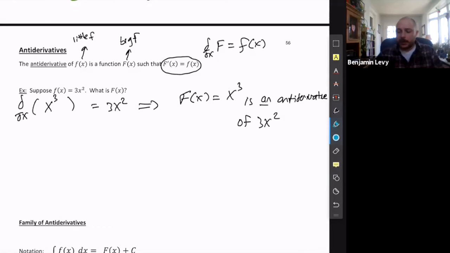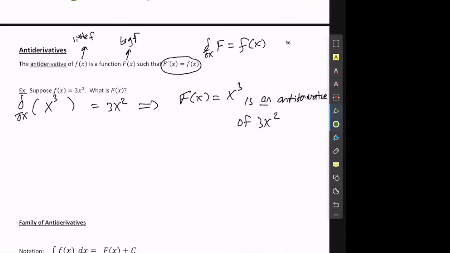But I'm also highlighting this word "an." It's not the only one. It's just one of the options. What am I trying to say here? What is another thing we could take the derivative of that would also work? What goes away when we take derivatives and just gets lost? Constants. Yeah, constants just go away when we take the derivative.